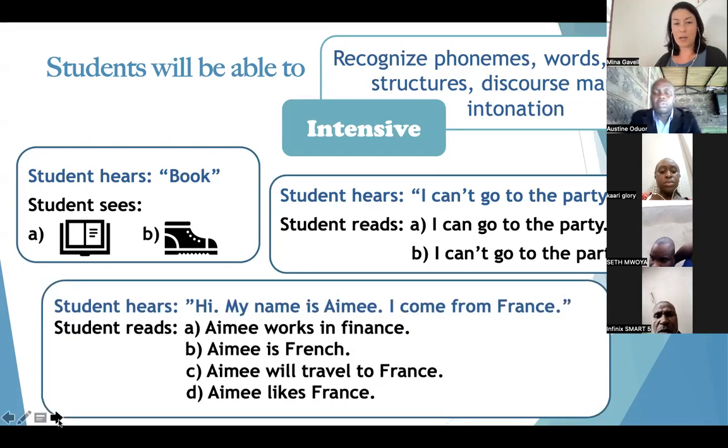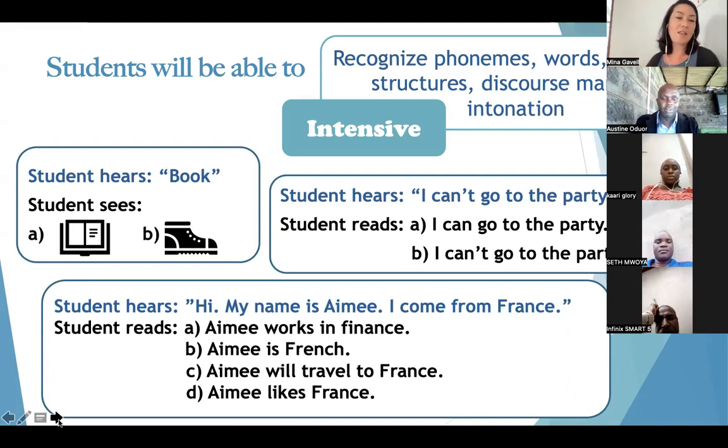And this can get more complicated as well. So they might hear a full sentence and then not necessarily just identify exactly what they hear, but show some degree of comprehension as well. So the student hears, hi, my name is Amy, I come from France. And then the student has to decide which sentence means the same thing as what they heard. And hopefully they would determine Amy is French since Amy comes from France.